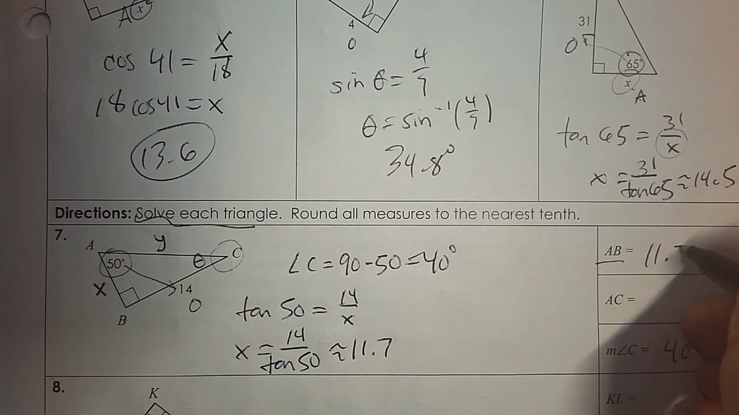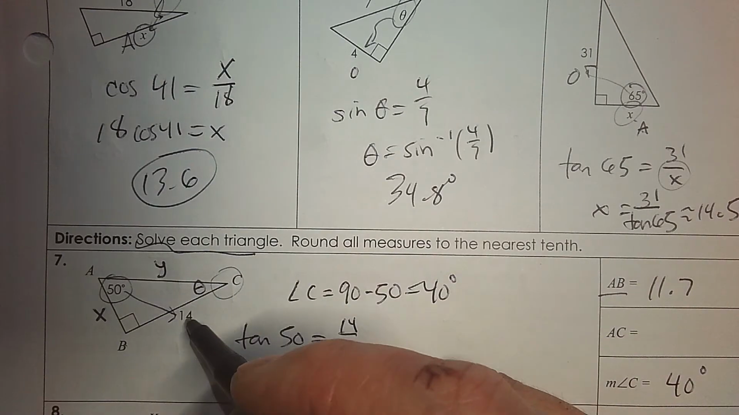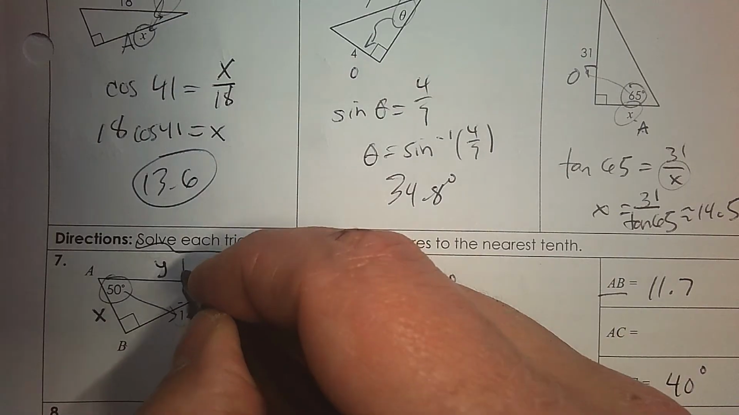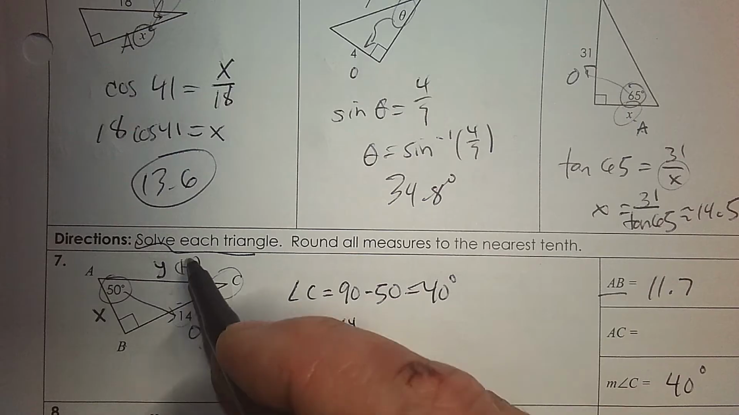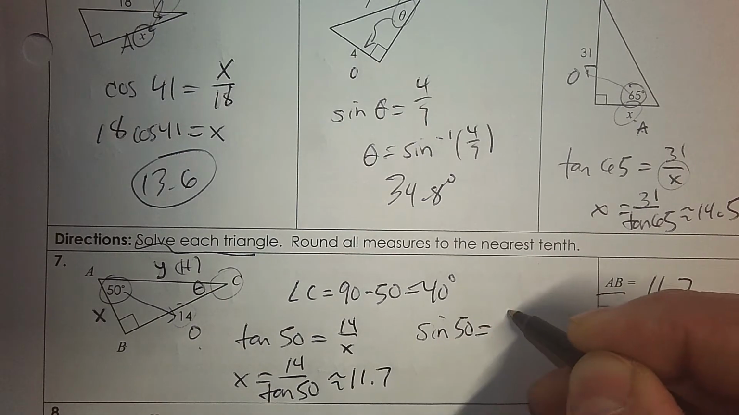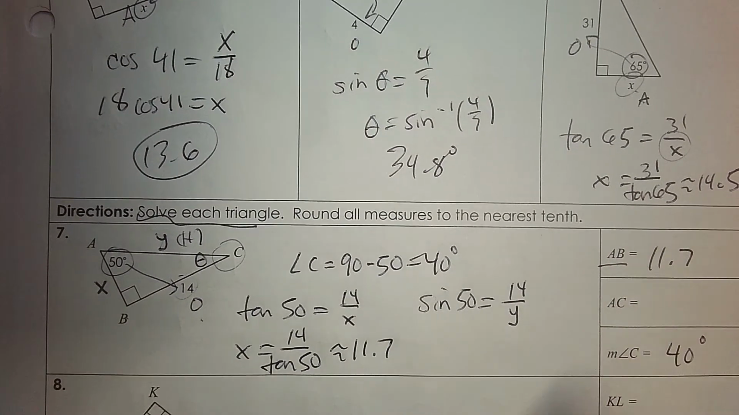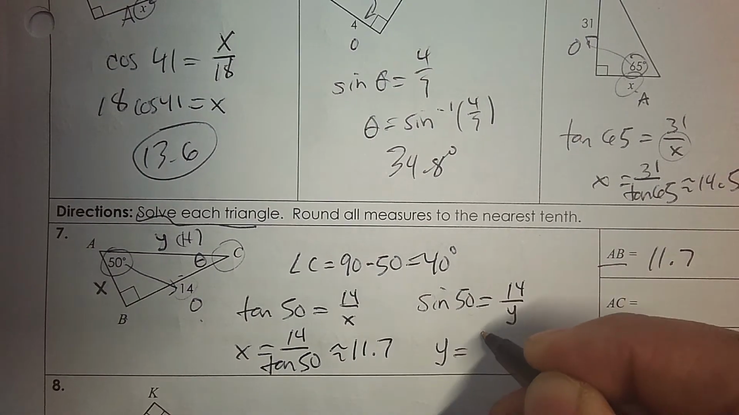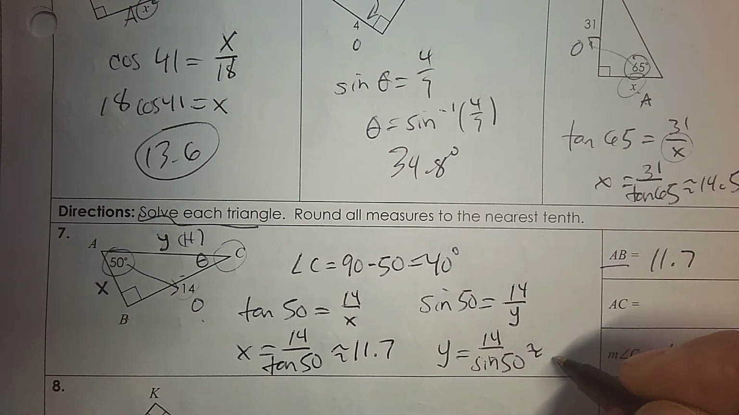And then to find the hypotenuse, we're still going to use 50 degrees and 14, but this time the hypotenuse y, we're going to use sine because it's opposite and hypotenuse. So the sine of 50 is equal to opposite over hypotenuse. And again, to get y by itself, multiply and then divide by sine 50. And that answer is about 18.3.